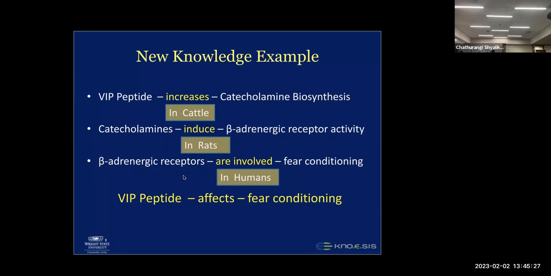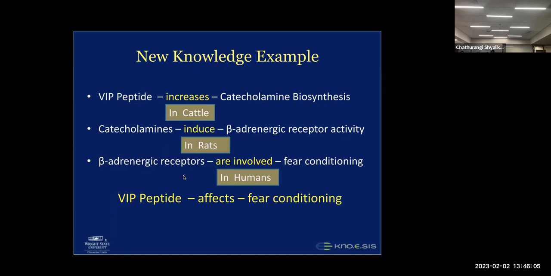catecholamine biosynthesis. Now, I want you to understand something interesting. The knowledge is not as simplistic as most of us computer scientists think about. We may find this, but this is only in cattle, not everywhere. Only known in cattle. We don't know this in other, you know, non-cattle. This is knowledge that is more complicated than just a simple triple.